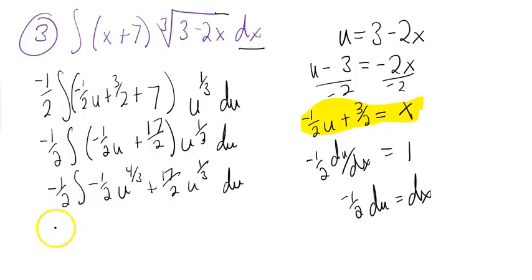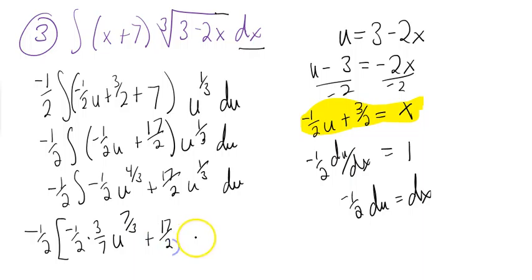Now I'm going to bring down my negative 1/2 from the front, and I'm going to take the antiderivative. So bring down the negative 1/2, add 1 to the power, I get 7/3, multiply by 3/7 in the front, bring down the 17/2, add 1 to the power, I'm going to get 4/3, multiply by 3/4 in the front, and then don't forget my plus c.